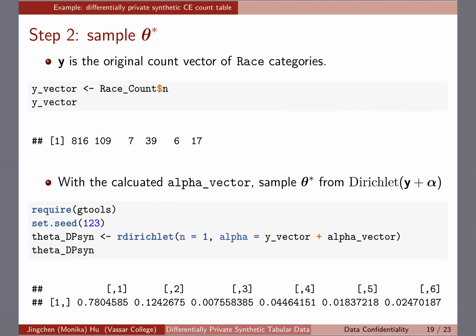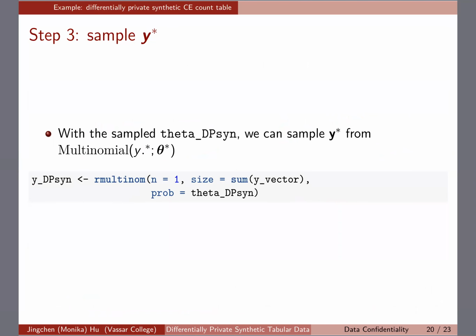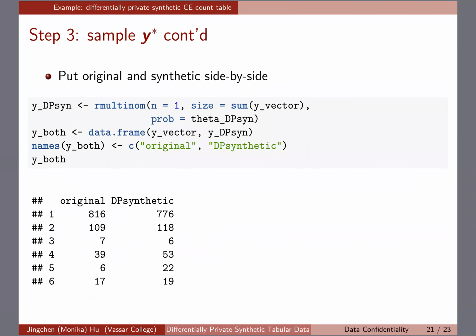So when we do that, not surprisingly, the first 2 categories, especially the first category, will still have the highest counts. Okay, so you do that from this R multinorm. Okay, and in the next slide, I just put the original and the synthetic side by side for you, so you can sort of compare them.